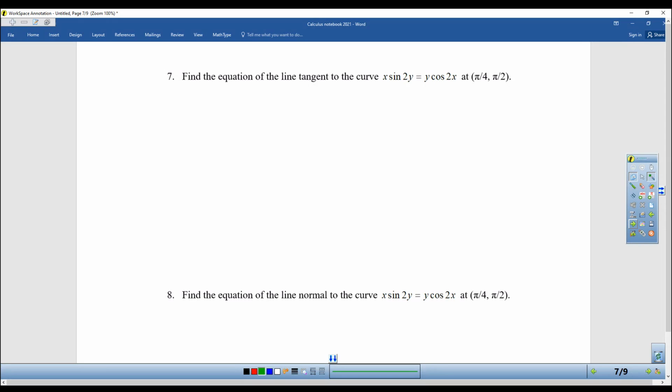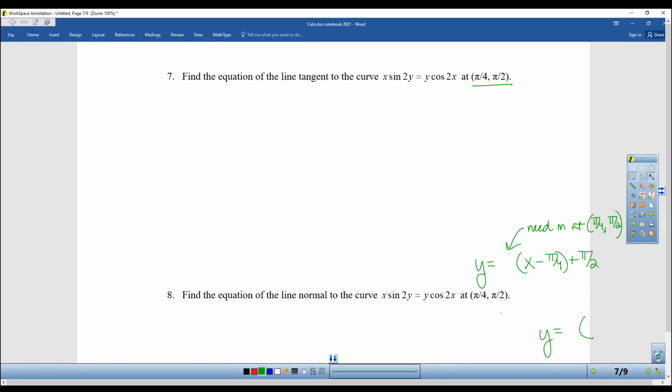Find the equation of the line. All right, so as soon as I see that, I think to myself, oh, I'm going to have this, right? Oh, they even gave me the point. It's a beautiful thing. So in other words, what do I need to know? I just need to know the slope at pi fourths comma pi halves. And then for the equation of the normal line, this is the exact same problem. So y is going to be equal to, I'm going to just have to do negative reciprocal.